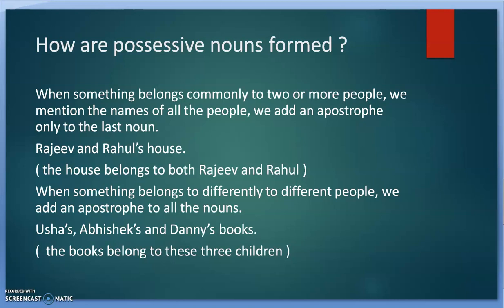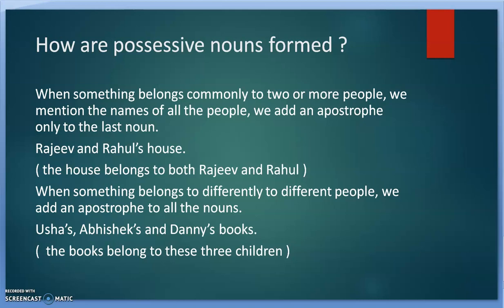When something belongs differently to different people, we add an apostrophe and S to all the nouns. Usha's, Abhishek's and Danny's books. These are names of these three children. The books separately belong to these children, and so we have added an apostrophe and S to all their names. That means we are talking about different books for all these three different children.